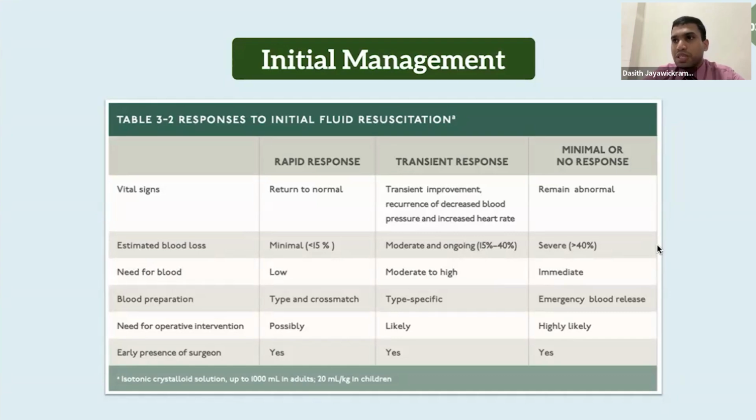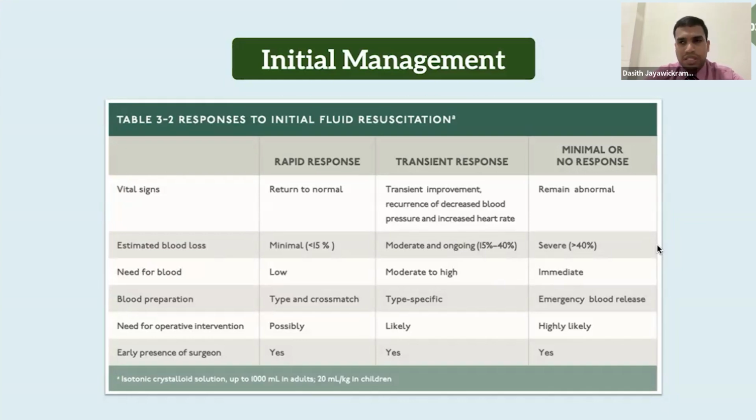Minimal response means that even the fluid that we are giving is not useful to him, because the blood loss is so much. The fluid that we are giving fails to do anything. So this patient definitely needs blood, needs emergency blood, uncross-matched blood. Okay, and need for operative intervention.